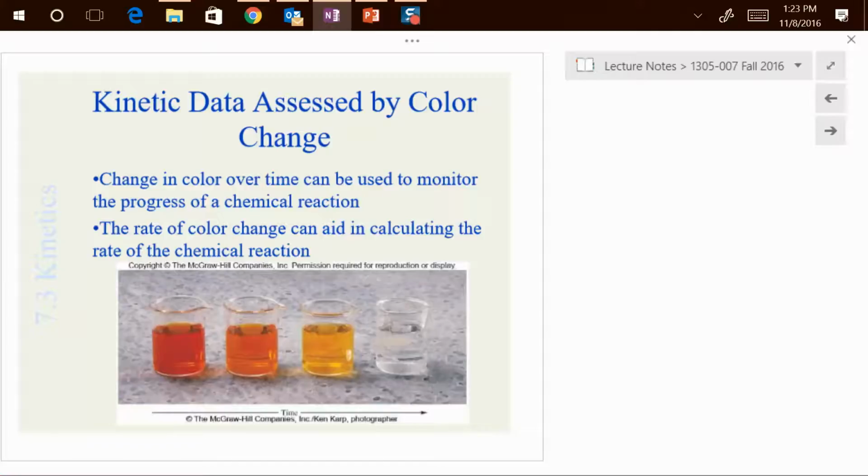Especially if we use a spectrophotometer that can measure the concentration based on how deep the color is. Okay? And so we'd be able to create a rate. A rate is the molarity of your reactant over time. How fast does your reactant disappear over time? The change in the molarity of the reactant over the change in time. That's how I calculate a rate.